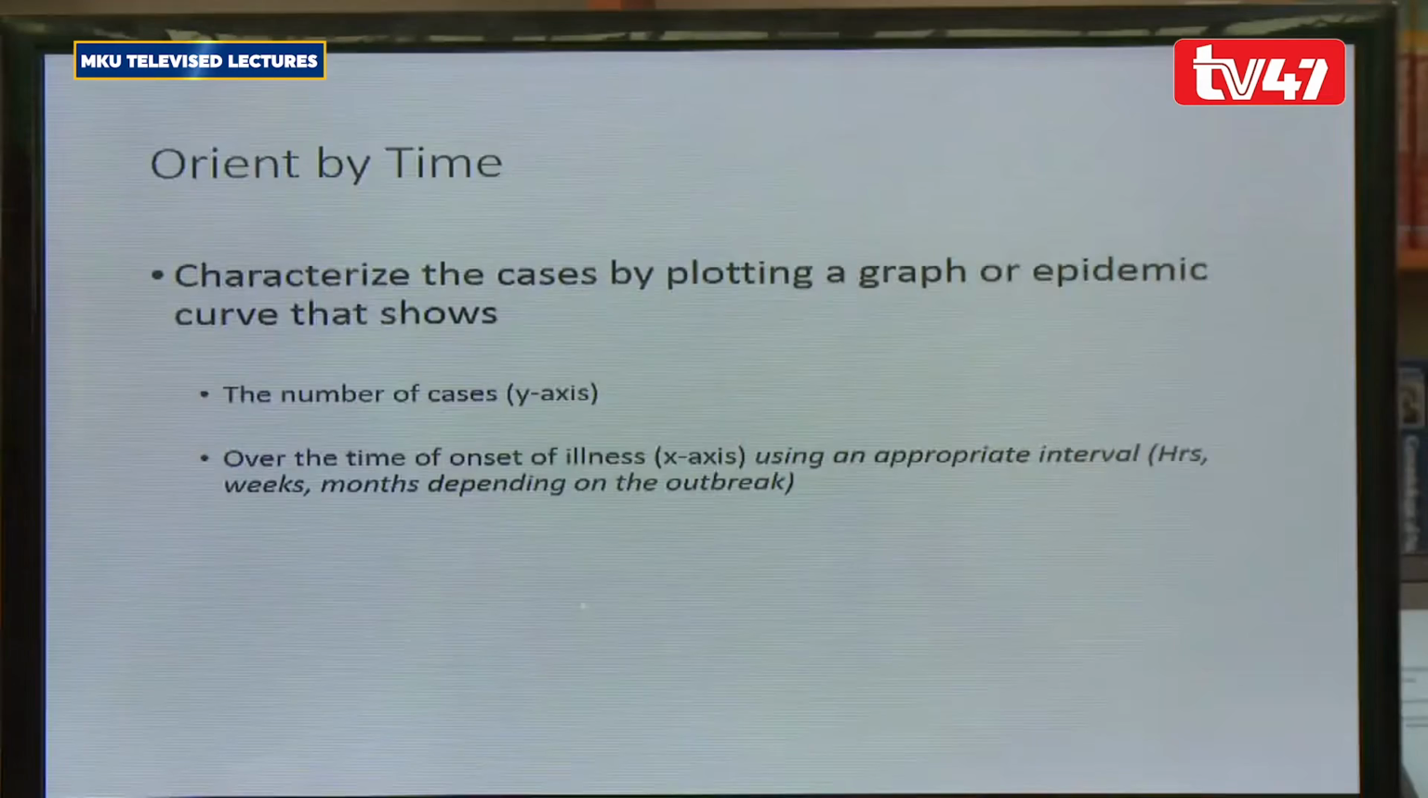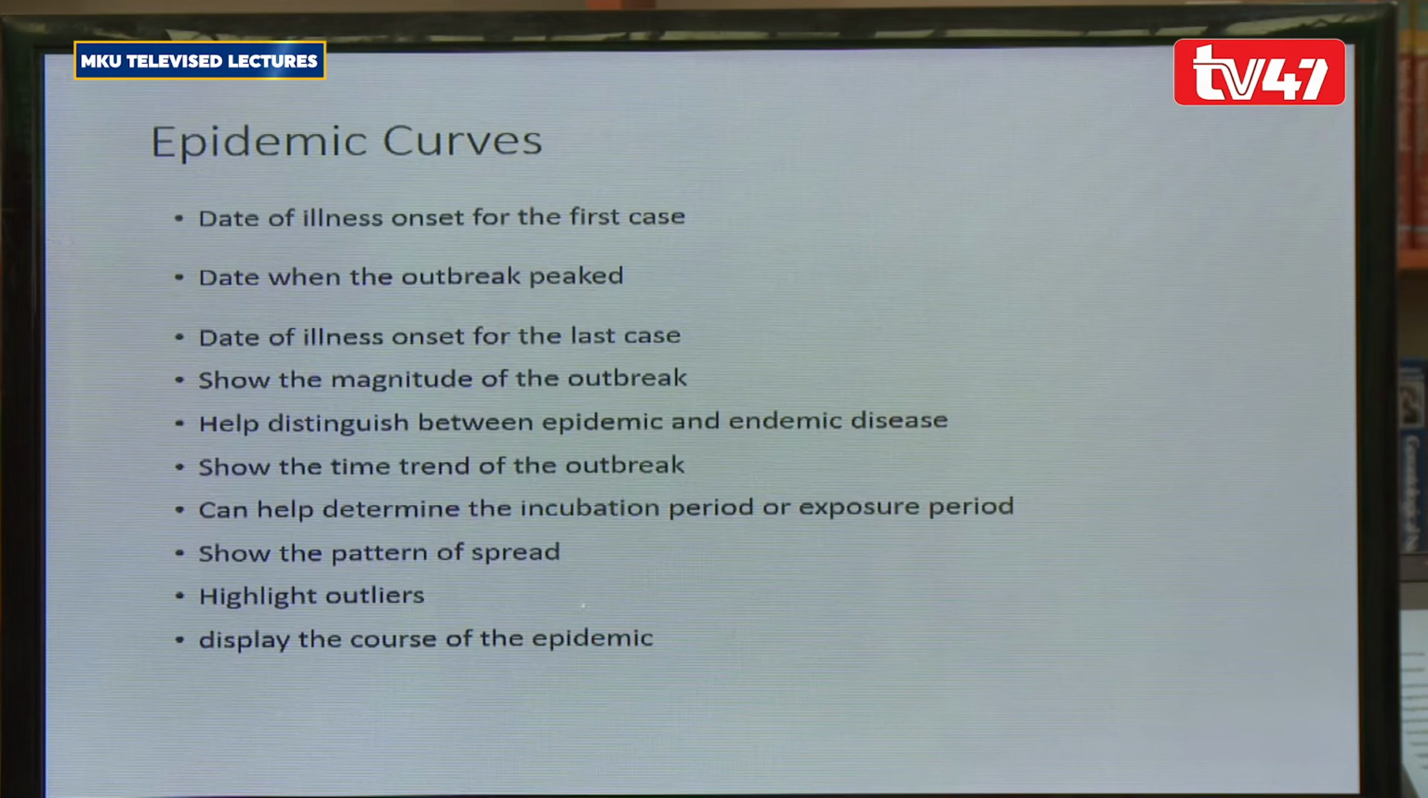The time, of course, is very important, especially the onset of the particular disease. This characterizes the cases by plotting a graph, or what is called an epidemic curve. I'm going to show you a diagram of that, and it is a graph of number of cases on the y-axis and the time of onset of illness on the x-axis. An epidemic curve is important because it gives a lot of information. It shows the date of the illness for the first case. It shows how the disease is spreading.